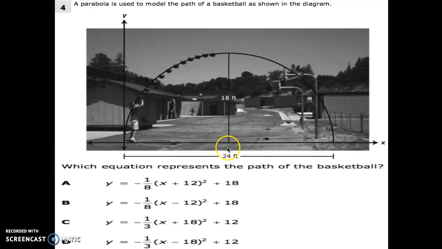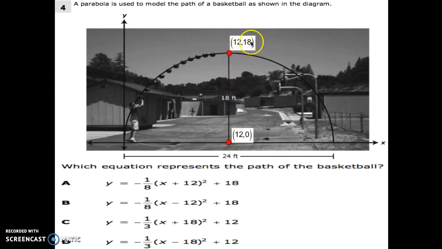Vertex is a halfway point. So the halfway point right here is going to be at 12, 0, because 24 divided by 2 is 12. And we're told right here vertically that this goes up 18 feet. So if I find the vertex up here at the top point of the U shape, that's going to be at 12, 18, because it goes 12 to the right, halfway of 24, and then up 18.